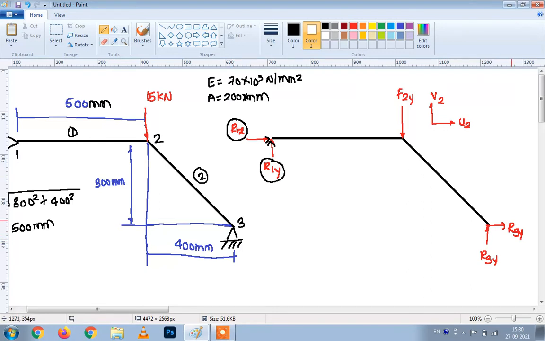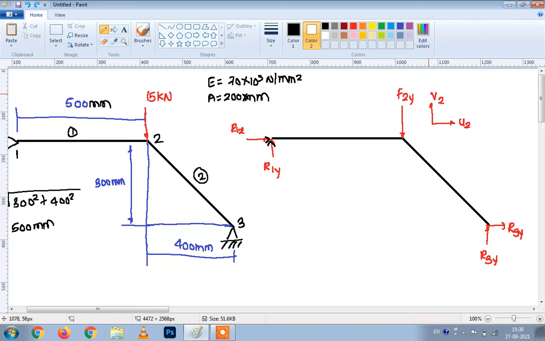Also node point number 3 is fixed, so here also we will get 2 reactions: R3x, the reaction in x direction, and R3y, the reaction in y direction at node point number 3. Here one force of 50 kilonewton is acting, written as F2y, and at this node we have to find out the displacements U2 and V2. This is our first step, discretization.